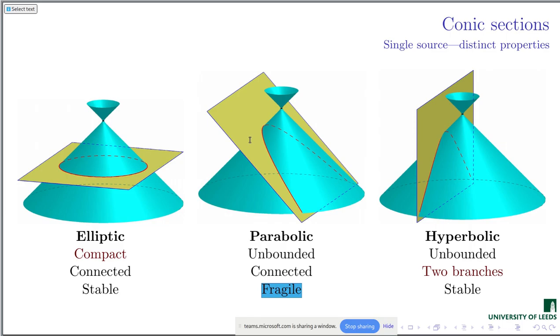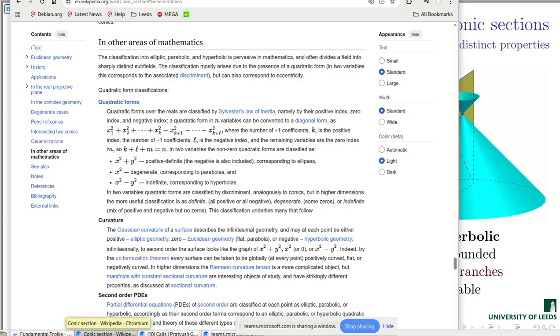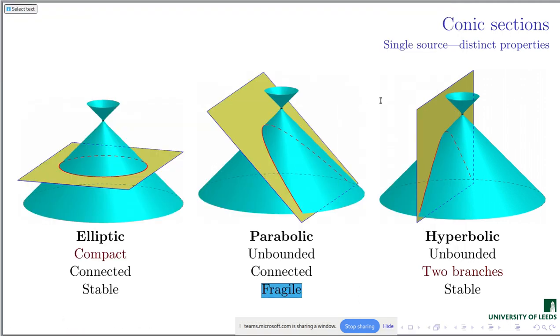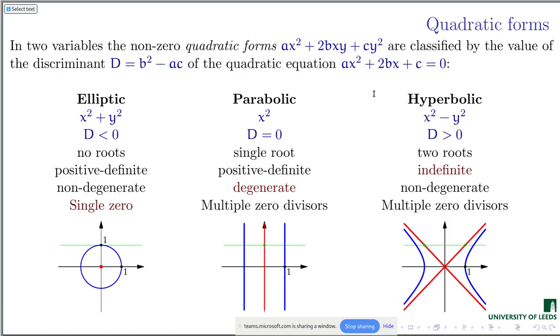In the Wikipedia page about conic sections, there are some other mathematical objects which seem to follow the same classification. These are quadratic forms, curvature, second order pseudo-differential equations, and Moebius transformations. This is what Wikipedia lists as other objects related to that separation into three types of construction. So let us look at them one by one.